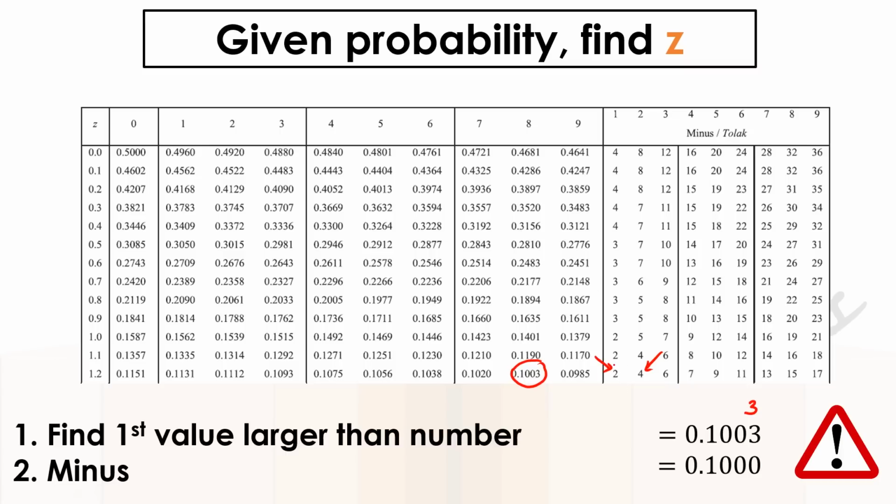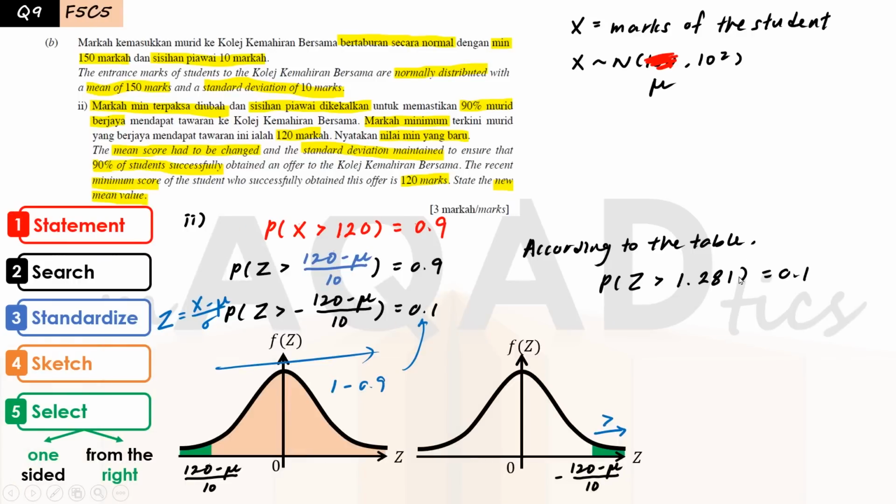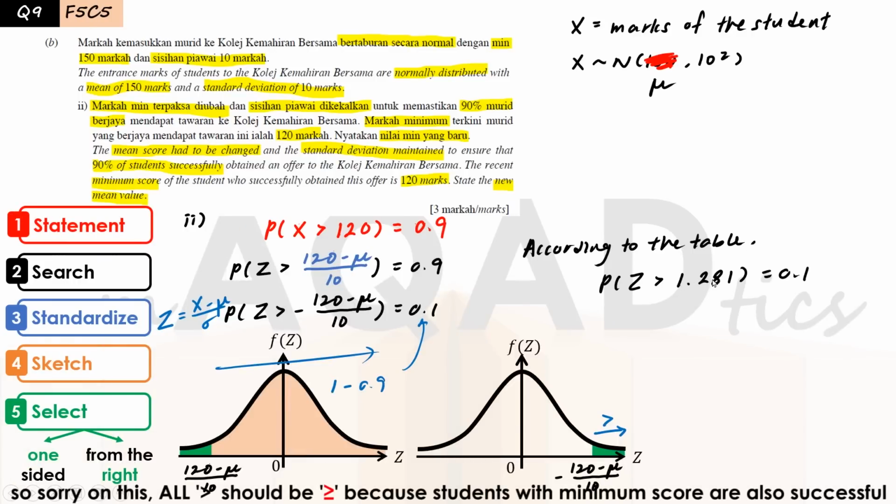Alright, so we have found our two values, and now to find the value of z, we can match it back to the values in section A, B and C. So for section A, it would be 1.2, section B would be 8, section C would be 1. So our z value would be 1.281. Another answer for this case would be 1.282 if you select the value of 4 here. So from the table, the z value is 1.281.